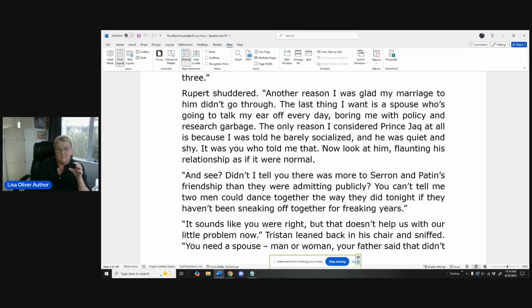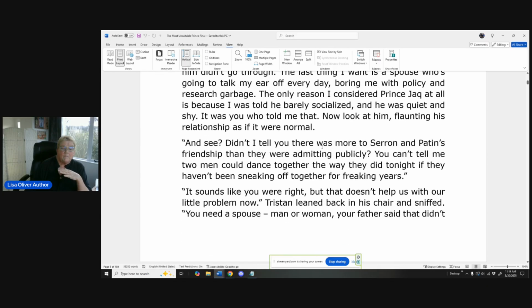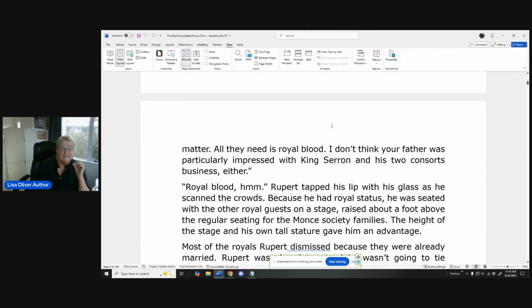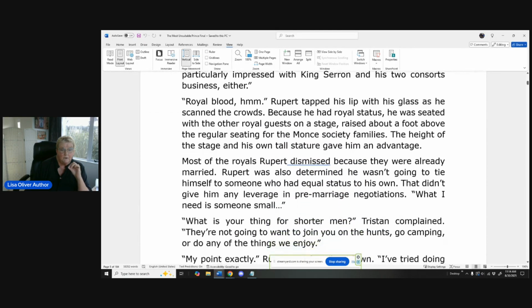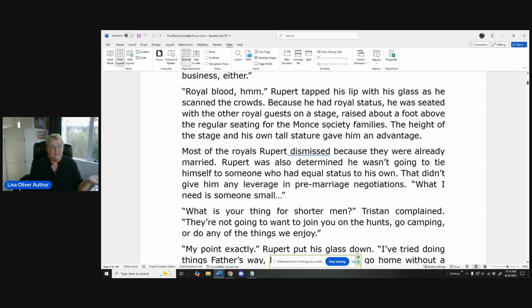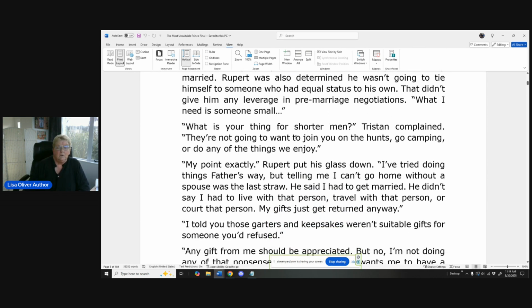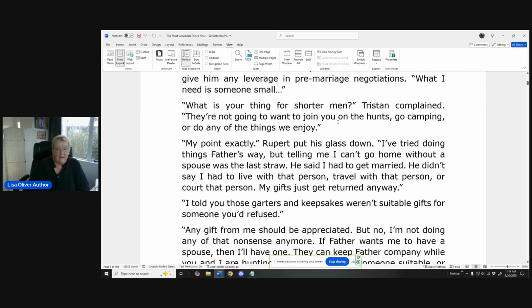So we actually see a bit of a hint of an issue with Tristan, who is actually supposed to be his companion, but he's actually quite manipulative. But anyway, so Tristan, you need a spouse. Man or woman, doesn't matter. They need to have royal blood. So Rupert's in the perfect place to find such a person. And so he finds a thing for someone small. Tristan doesn't like that idea. And he says, they're not going to want to join you on the hunt, go camping, or do any of the things we enjoy. My point exactly.